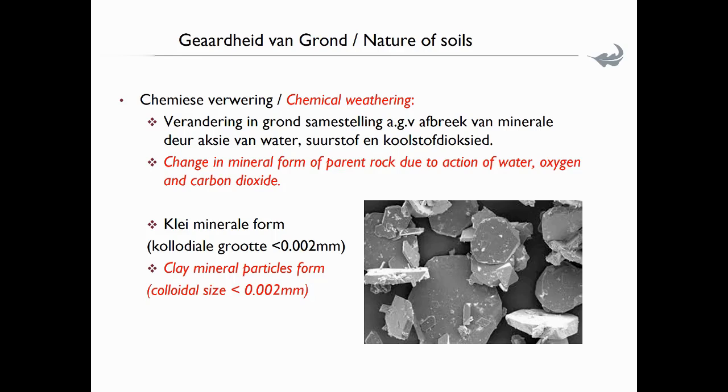Then the other form of weathering, of course, is chemical weathering, where you have a change in the mineral form of the parent rock due to the action of water, oxygen, and carbon dioxide. The clay minerals or clay particles are in the size of less than 0.002 millimeters, and on the right hand side you see a SEM picture, a scanning electron microscope picture of typical clay particles. We're going to focus a lot on clay particles because they influence the nature of soil the most, and we will deal with that for the rest of this module.